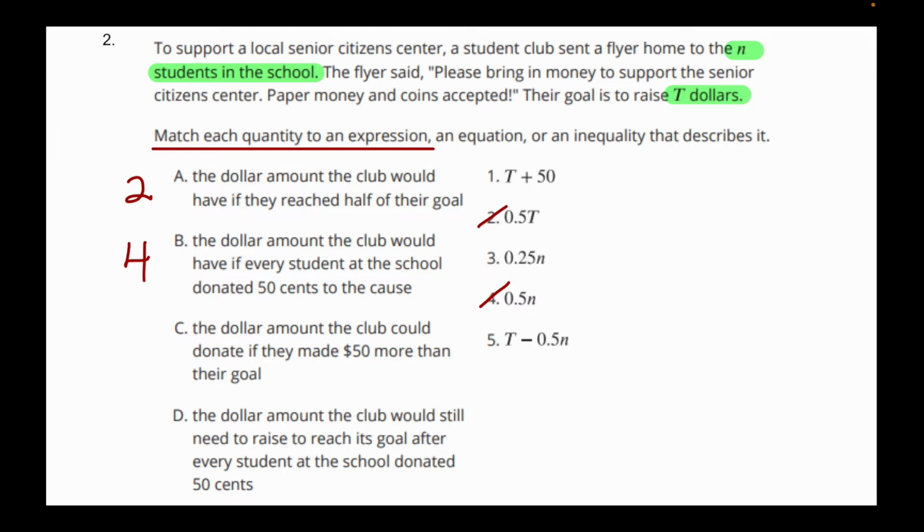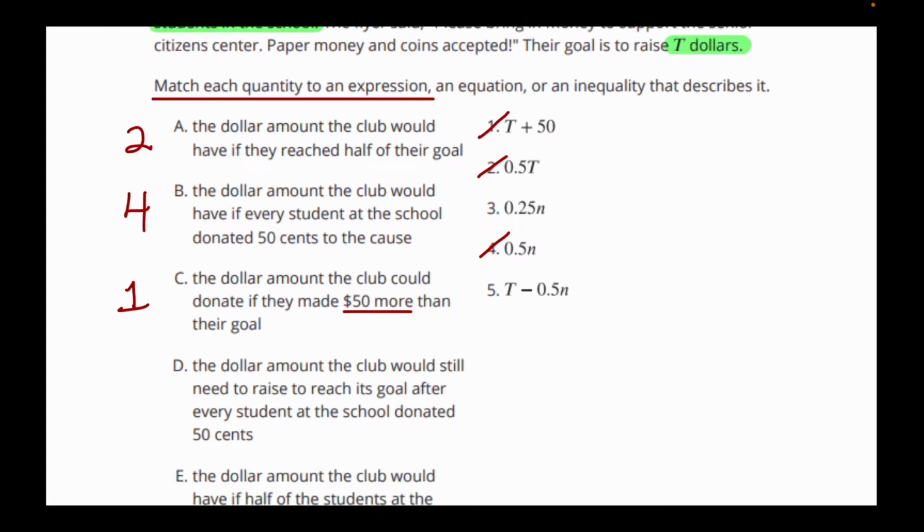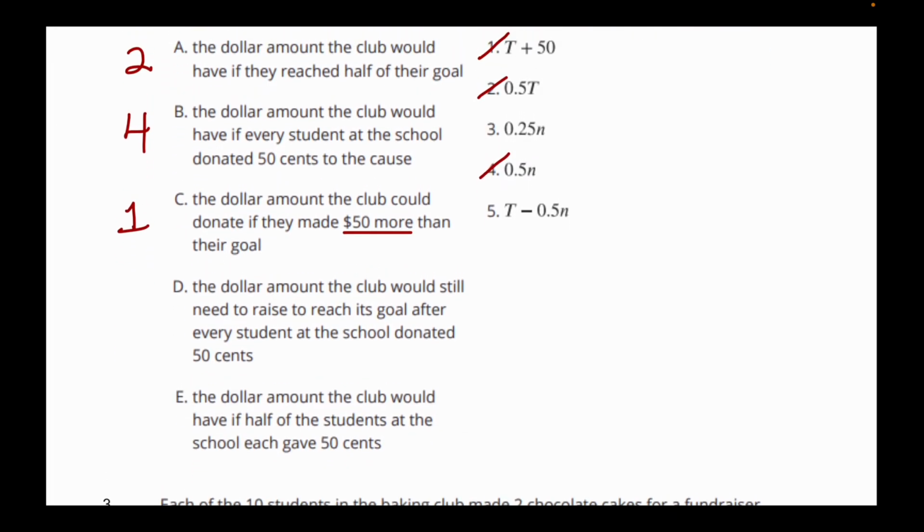C is the dollar amount the club could donate if they made $50 more than their goal. So if it's $50 more, that means we're going to use option 1 up here, which is their original goal plus 50. So that one matches here. And we have 2 more. We're still going to match them both, and we're going to double check that they both work, even though we should have 1 left at the end.